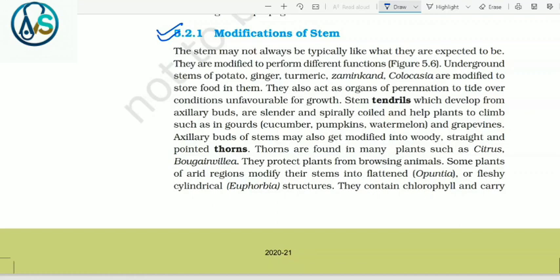Stem tendrils, which develop from axillary buds, are slender and spirally coiled and help plants to climb, such as in gourds like cucumber, pumpkins, watermelon and in grapevines. Axillary buds of stems may also get modified into woody, straight and pointed thorns. Thorns are found in many plants such as citrus and bougainvillea. They protect plants from browsing animals. Some plants of arid regions modify their stems into flattened Opuntia or fleshy cylindrical Euphorbia structures.